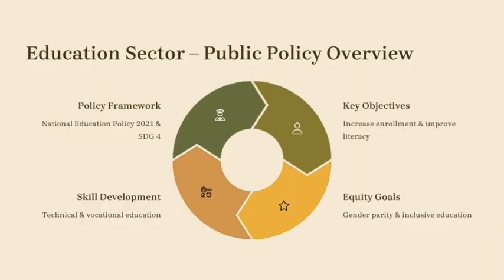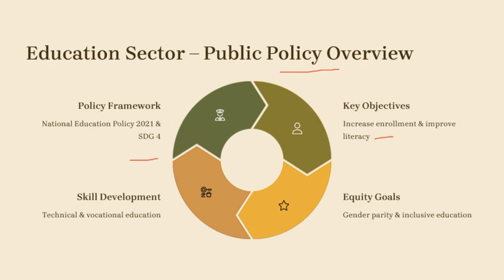Now let's talk about the education sector, starting with the public policy overview. The main reference for education policy is the National Education Policy 2021 and Sustainable Development Goal 4. Objectives include increasing enrollment, improving literacy, promoting girls' education, and introducing a modern and unified curriculum. For example, the government introduced the single national curriculum to ensure uniform educational standards across the country. Additionally, there is an emphasis on technical and vocational training, TVET, to help learners gain skills and become employable.